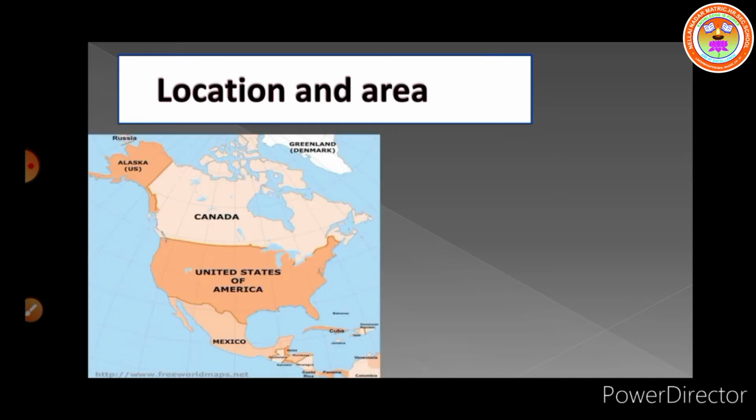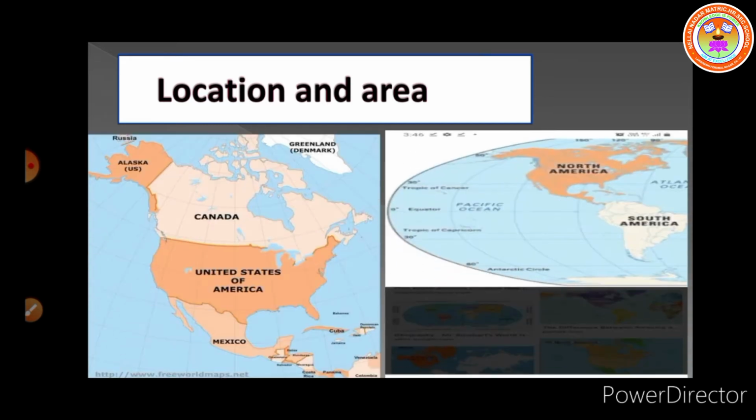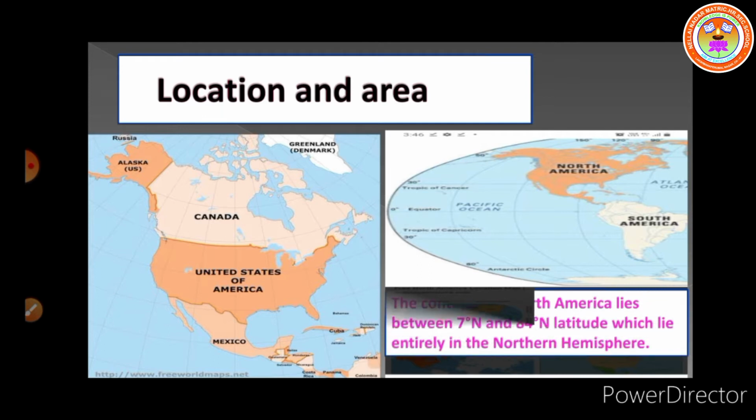Next, let us see location and area. The continent of North America lies between 7 degree north and 84 degree north latitude, which lie entirely in the northern hemisphere. The Tropic of Cancer passes through Mexico and the Arctic Circle.